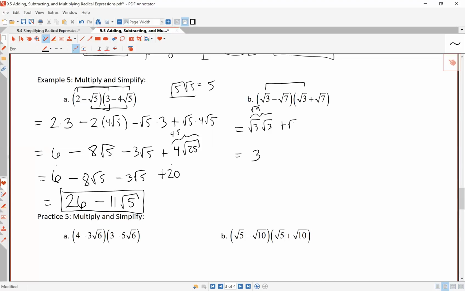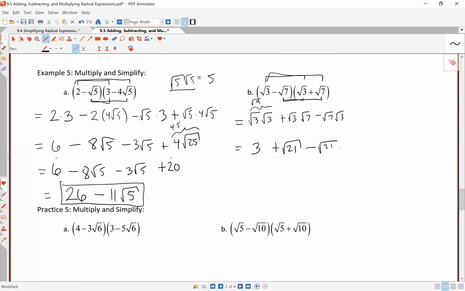Now we have plus root 3 times root 7, which is going to give us root 21. And then we have negative root 7 times root 3, which is negative root 21. And then negative root 7 times root 7, which just gives us 7, because that's root 49. Now this is a nice answer because square root of 21 minus square root of 21, they cancel out. And 3 minus 7 is negative 4.